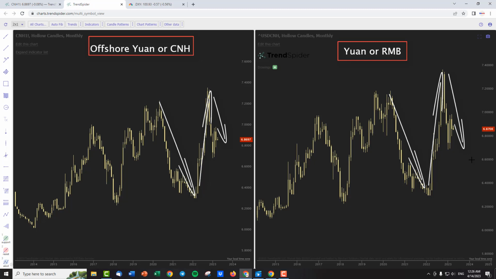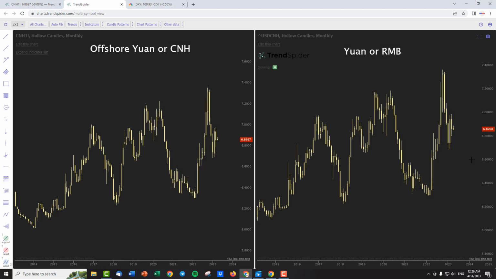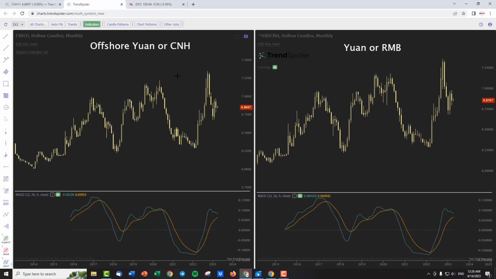They are moving in synchronization, in tandem together. Now let's look at where the direction of the offshore yuan is. I'm going to include this indicator here, and what I like to use is called MACD. I'm not too sure you're seeing this, but what I'm seeing here is that there's this divergence.